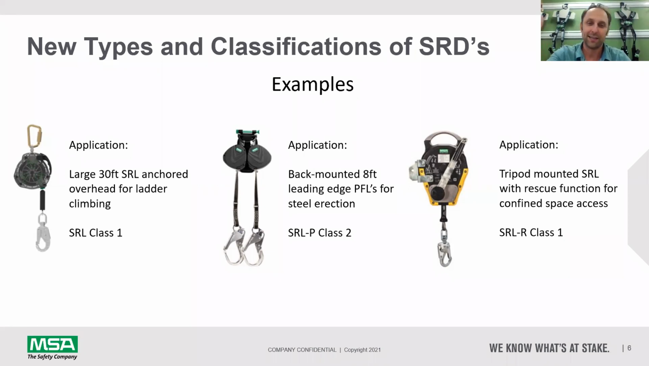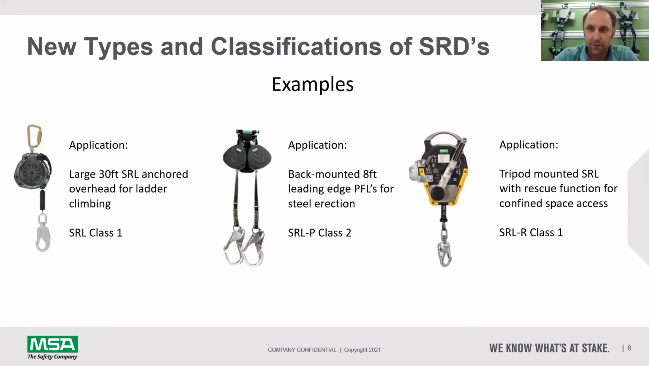Again, SRLs can be leading edge, they can be standard overhead. The Class 1 is where you'll find the delineation of it being overhead. In the second example, you have a back-mounted 8-foot leading edge PFL you're using for steel erection. This is the new type, SRL-P, and it's that leading edge class.